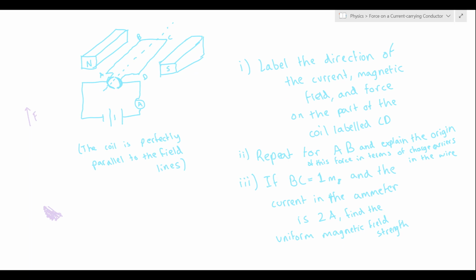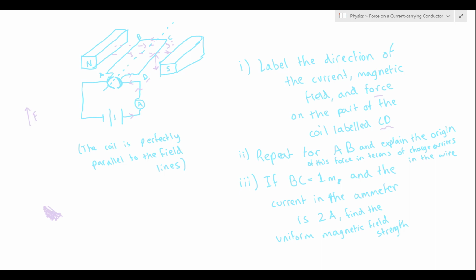Okay, so part 1. Label the direction of the current, magnetic field and force on the part of the coil labeled CD. Okay. So the current is going to flow from positive to negative. So if I trace that, it's going to flow like that through CD, and it's going to flow into the page. Now the magnetic field is going to be from north to south. So like that. All right, and finally the force. So using the left hand rule, I'll align my index finger with the field, this with the current. Okay, so CD is going to be pushed downwards, a bit of an awkward position to hold your left hand in.